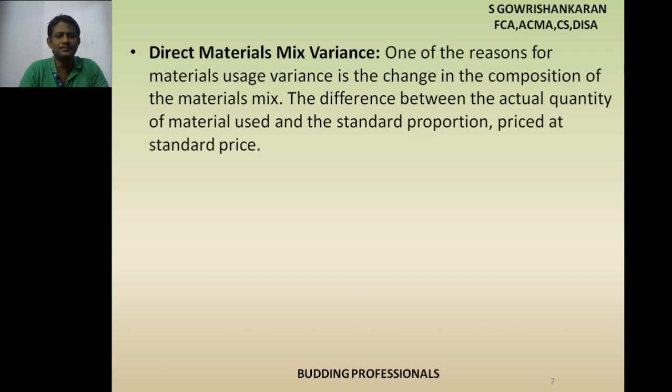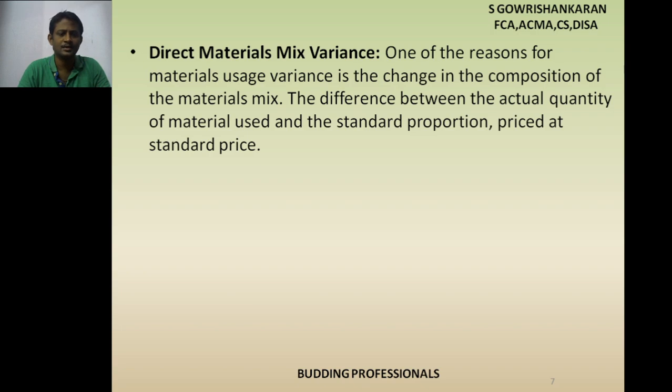This is nothing but if you have more than one raw material for producing the output, in such a case mix variances will come. For example, my standard is X 100 kg, Y 100 kg, Z 100 kg. You got it or not? So totally how much do I have to spend? 300 kg of raw material. X is 100 kg, Y is 100 kg, Z is 100 kg. Total 300 kg.